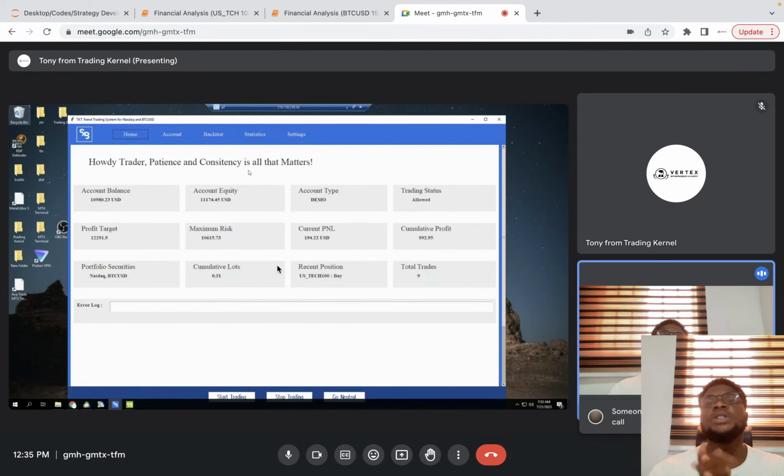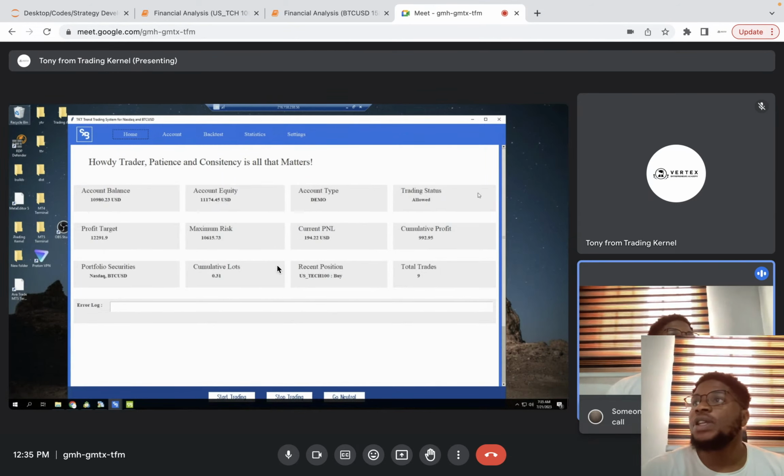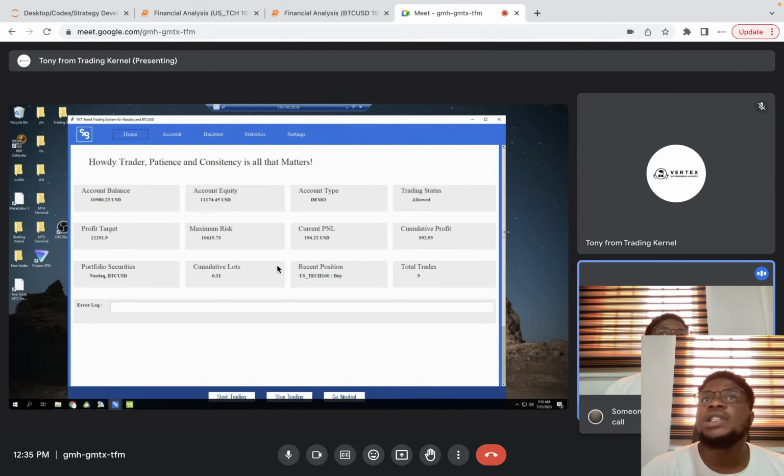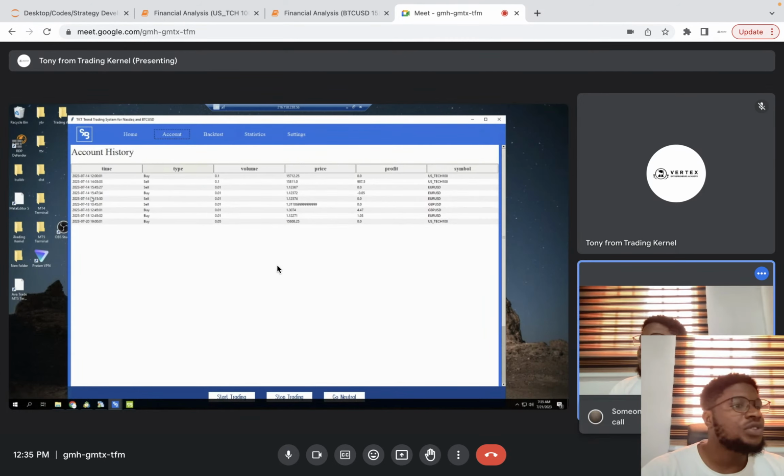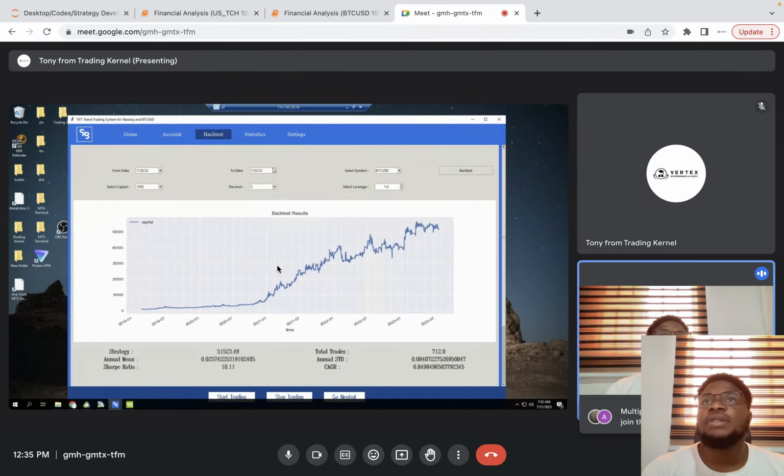So guys, this is what our new framework looks like. This is the trend trading system for Nasdaq and BTC USDT. We just finished it yesterday. You can see we have account balance and equity. This is the front end where you can see your results. This is the account section where you can see a history of your trades. This is the backtest section where you can backtest your system.